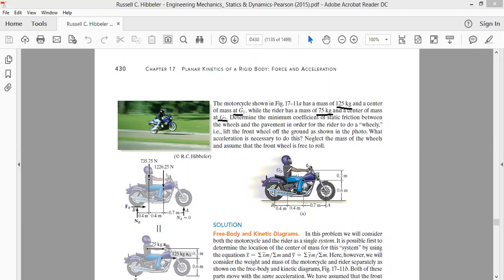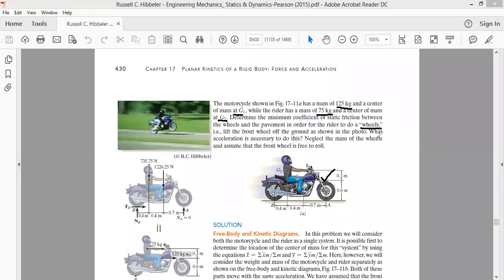If you look at the motorcyclist, the motorcyclist's center of gravity is at G2. So we have two centers of gravity. One belongs to the motorcycle, that is G1, and the other belongs to the rider, and it is G2. Now the question says, determine the minimum coefficient of static friction between the wheels and the pavement in order for the rider to do a wheelie.